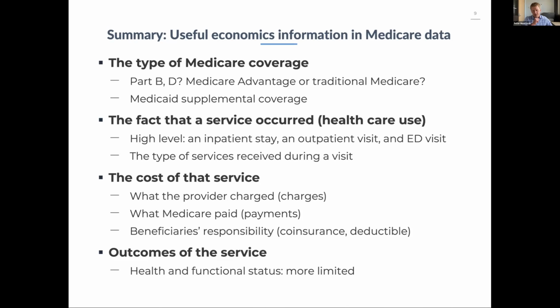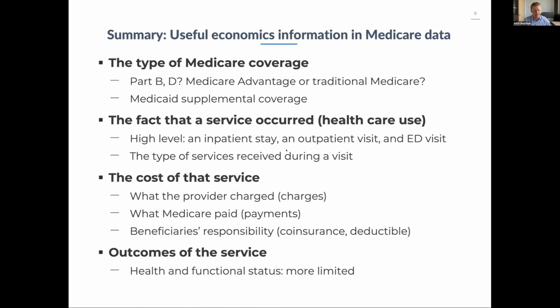Does an individual receive coverage through traditional Medicare or a private Medicare Advantage plan? And for that matter, what Medicare Advantage plan is someone enrolled in? You see that information in the master beneficiary summary file. In fact, that's really important for some work I'm doing right now. And the other thing is whether someone is enrolled in Medicaid supplemental coverage is also quite important information. It does say something about an individual's economic status, that they are eligible for Medicaid.